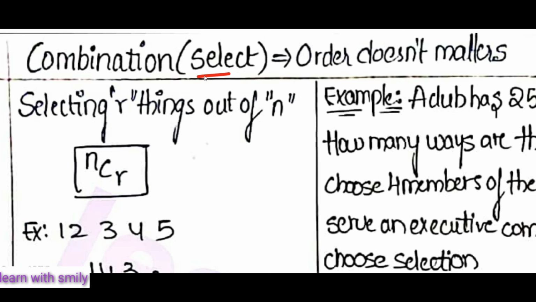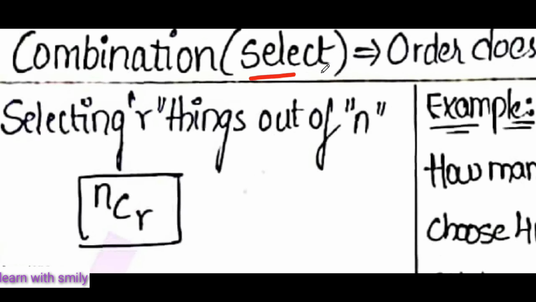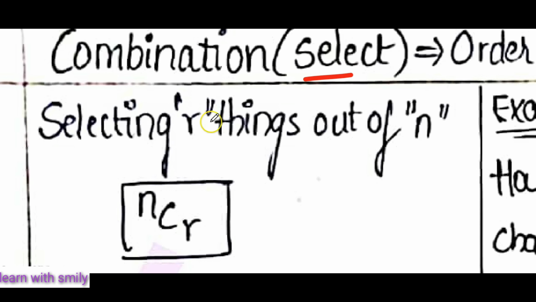So today's topic is all about combinations. As we have discussed earlier, permutations are about arranging things in a particular order or in particular places. Here, combination is completely about selection. Order doesn't matter. Selection means selecting R things out of N, like selecting 3 books out of 10 books, or selecting 2 pens out of 5 pens. It is represented as NCR. Out of N we have to select R things, and order doesn't matter.